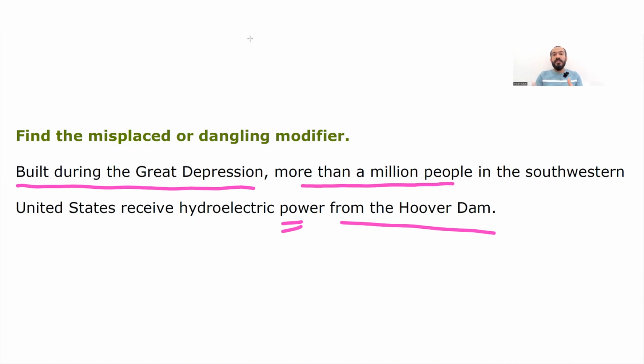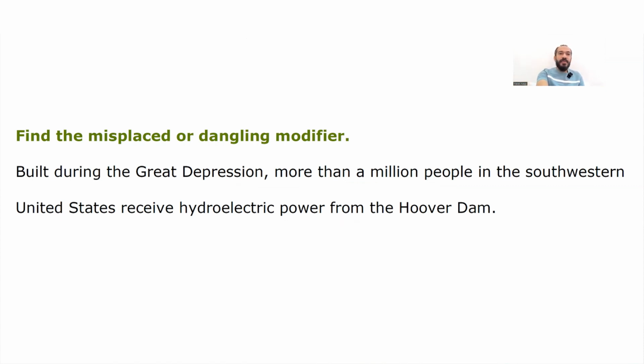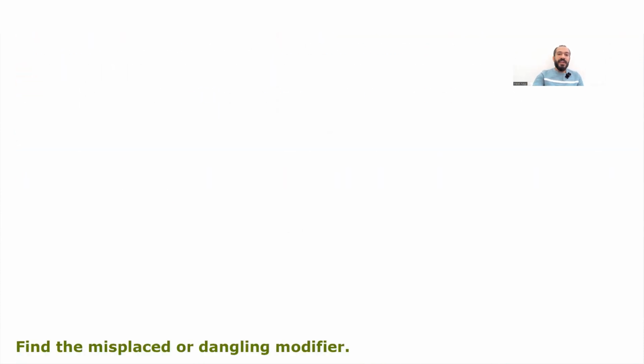So do you think more than 1 million people were built during the Great Depression? That's completely wrong. Ask yourself a question now. What was built during the Great Depression? It's the Hoover Dam. So why would you place this modifier next to the people when it's meant to be next to the Hoover Dam? Okay, I hope that example gives you a clear picture about misplaced modifiers.